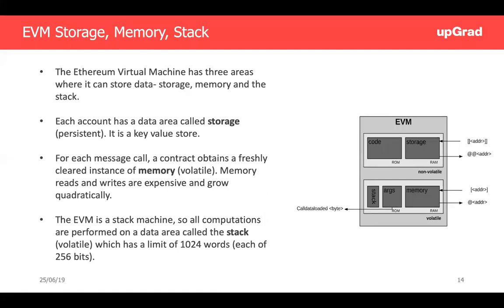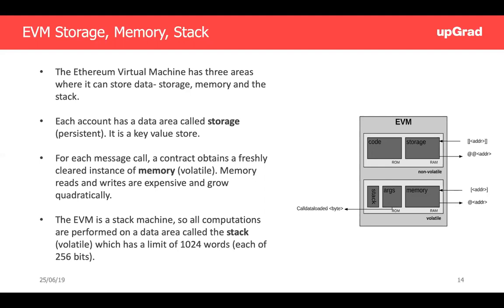The first one is called the storage itself. This is the only storage which is persistent, right? Persistent means that if the EVM is turned off and turned on again, the data inside that storage will still be available. It'll not go away. So it's like a hard disk. This is the persistent storage.